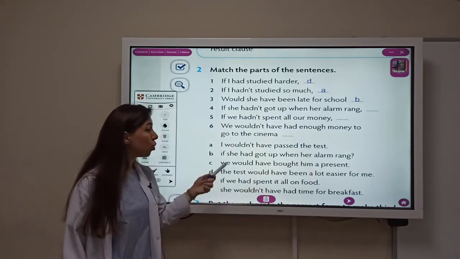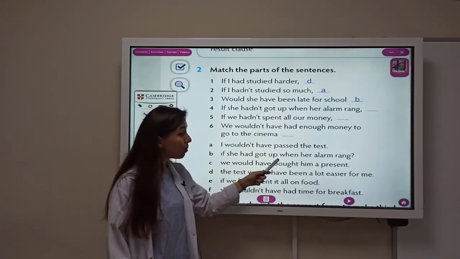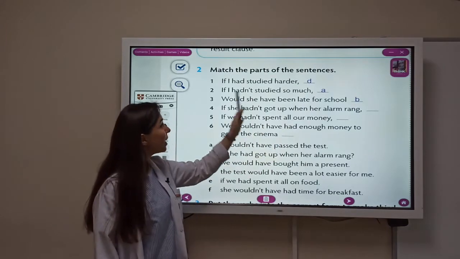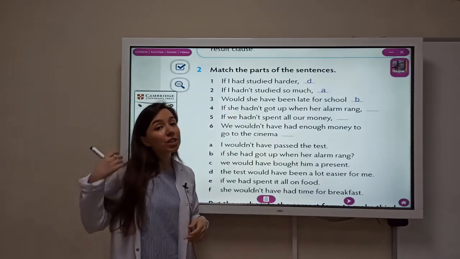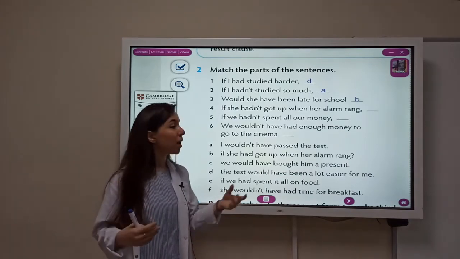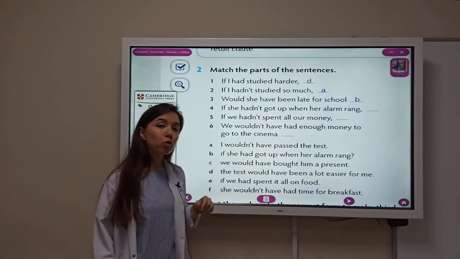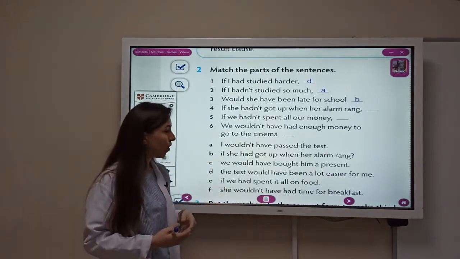So look at here, had, past perfect. If she had got up when her alarm rang, would she have been late for school? No. But because she didn't wake up when the alarm rang, she would have been late for school. But this is in the question form. You see, the sentence is in a different way.